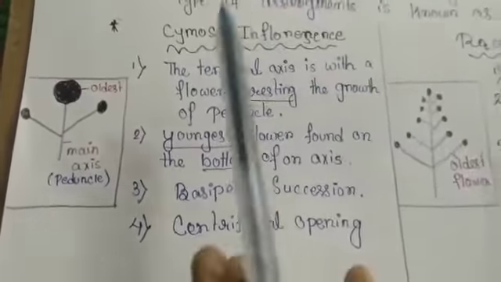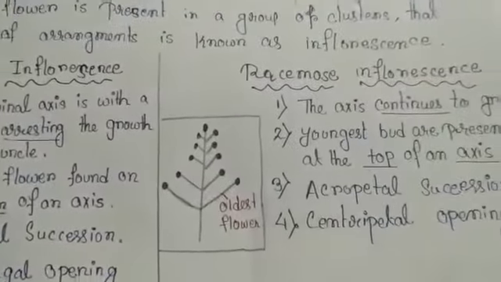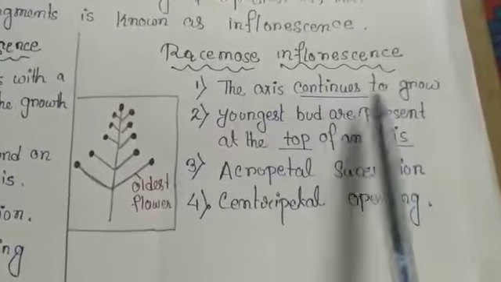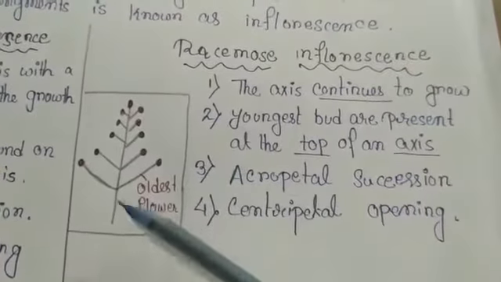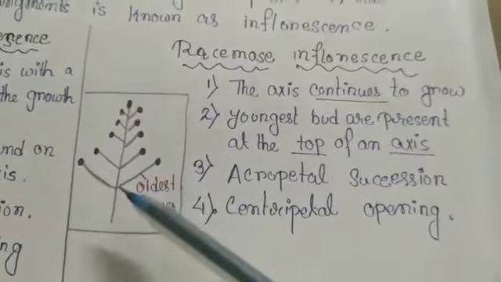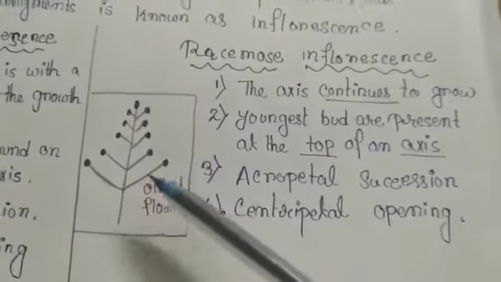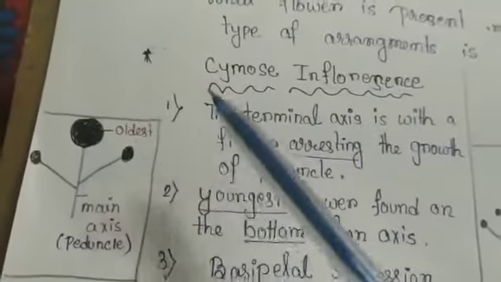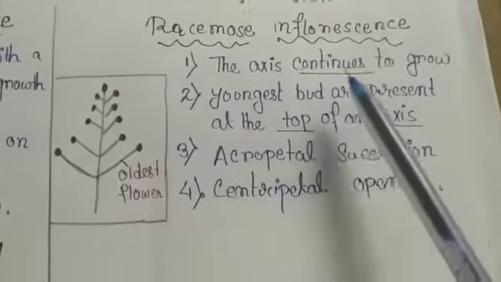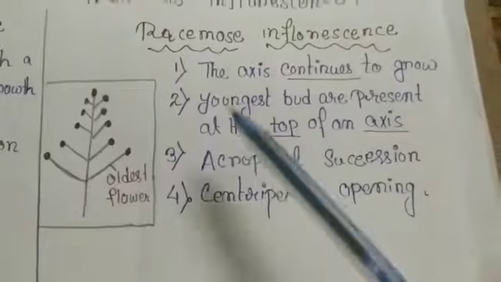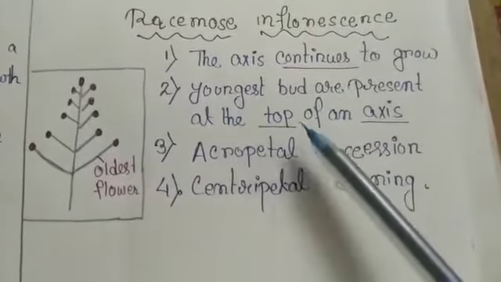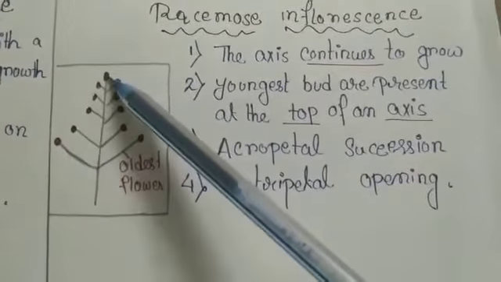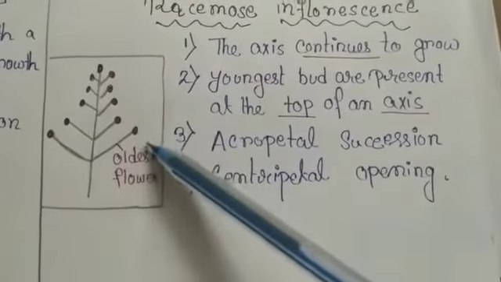Now we are going to learn about racemose inflorescence. Here you can see the diagram. The axis continues to grow. What does that mean? In this type, the growth is indeterminate, meaning growth doesn't stop because of the old or young flower. In cymose we saw the growth stopped by the oldest flower. Here the axis continues to grow. Point number 2: the youngest buds are present at the tip of the axis, whereas the oldest one remains at the bottom.